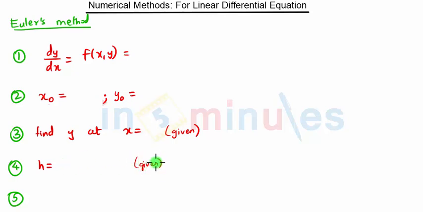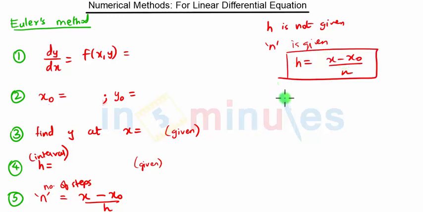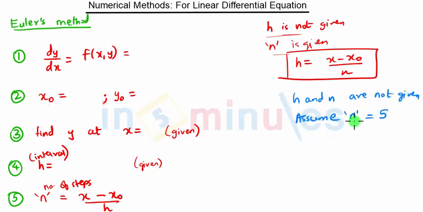Then the number of steps. How many steps should we perform? So n should be x, which is given, minus x0, the initial value, upon h, where h is the interval. Now we have some basic conditions. If h, the interval, is not given and n, the number of steps, is given, then from this formula we can find h. What if both h and n are not given? In that case, assume the number of steps n equal to 5 and then calculate h from this formula. So these are the basic steps you should remember.